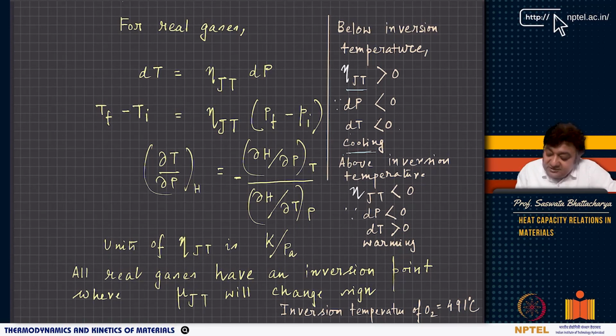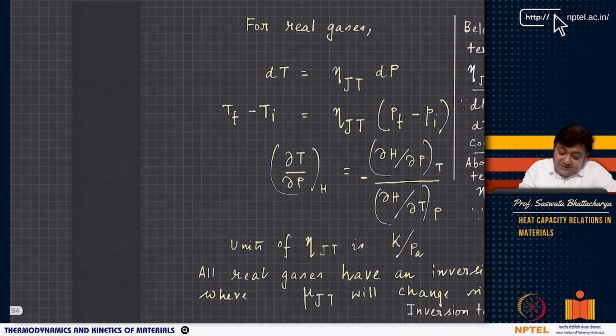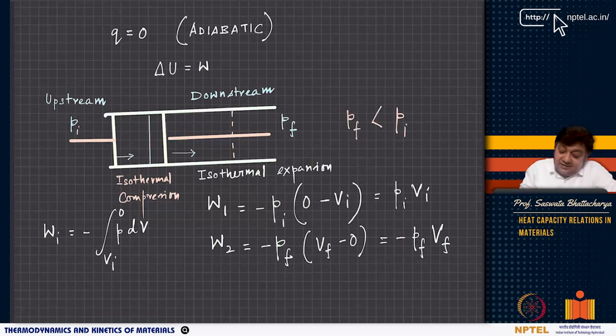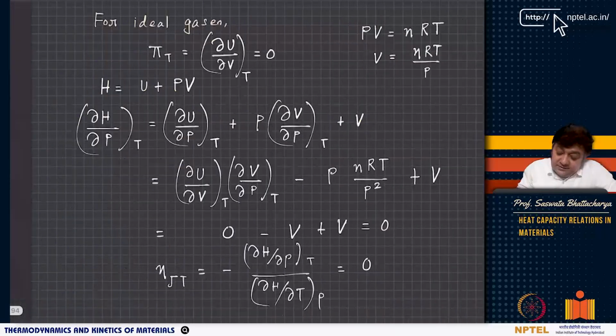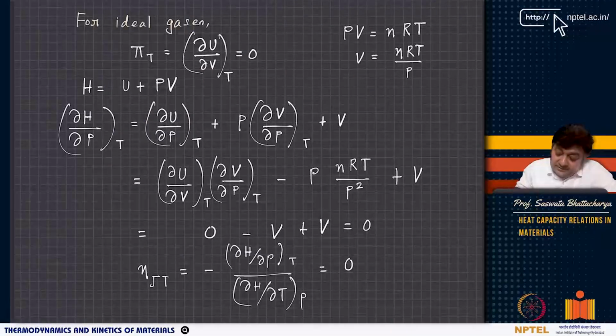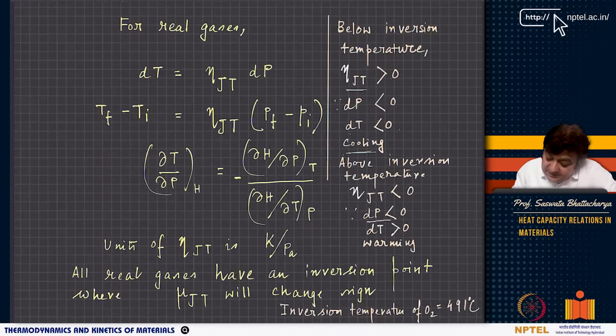Above inversion temperature, your eta JT is itself negative. Now dP is always less than 0. That's what we have told, right? Pf is less than Pi, your dP is less than 0, then dT has to be now greater than 0. So above inversion temperature, Joule-Thomson expansion causes warming, and below inversion temperature, where eta JT is greater than 0, since dP is less than 0, you will always get dT to be less than 0, right?